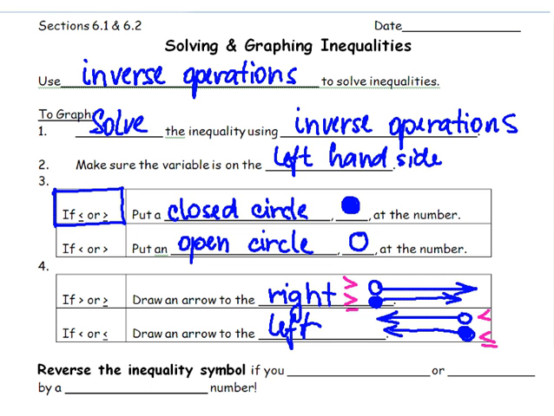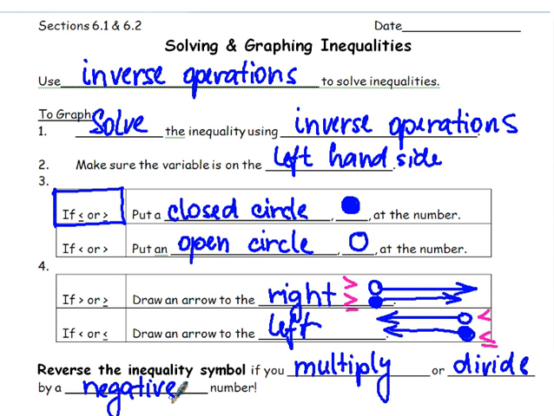And now this is basically the only big difference between solving equations and inequalities, right here. Reverse the inequality symbol if you multiply or divide by a negative number.